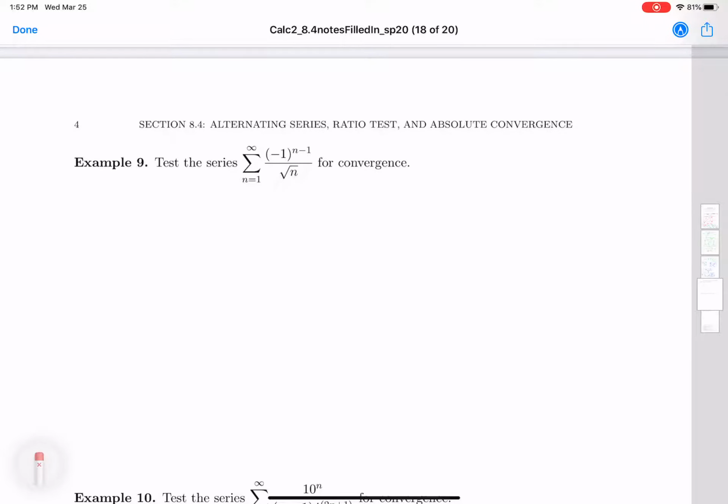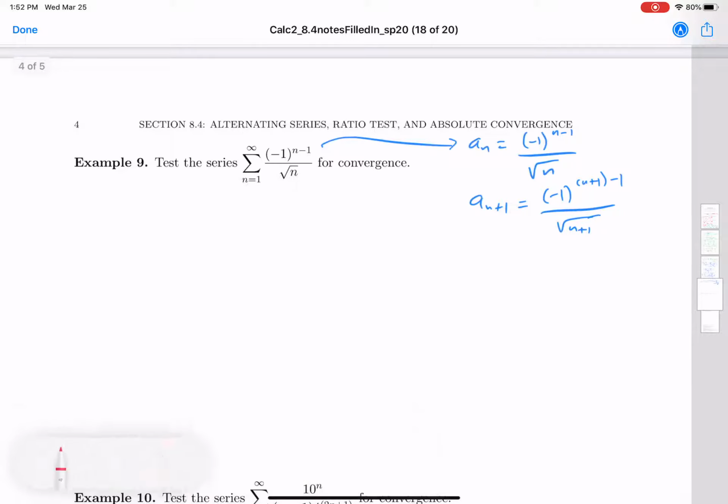So this is my a sub n, which is equal to -1 to the n minus 1 over the square root of n. And to use the ratio test, I need to know what a sub n plus 1 is. That's basically exactly what I have here, except instead of an n, I'm going to be putting in an n plus 1. So -1 to the n plus 1 minus 1 divided by the square root of n plus 1. Notice here the plus 1 and minus 1 will cancel. I'll just get -1 to the n.